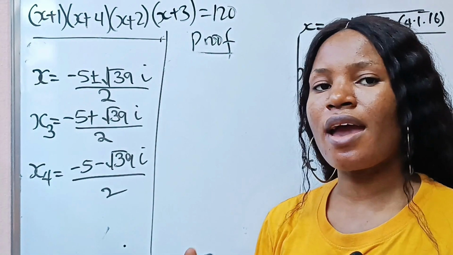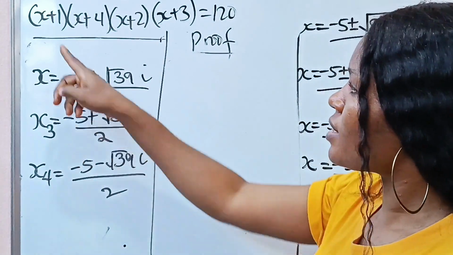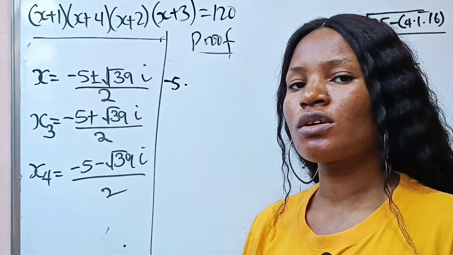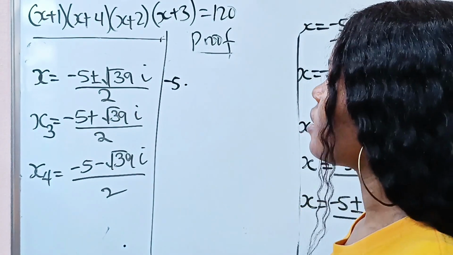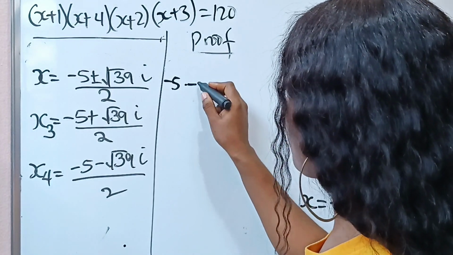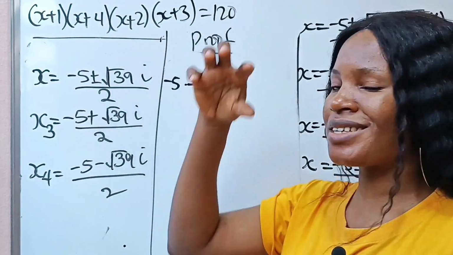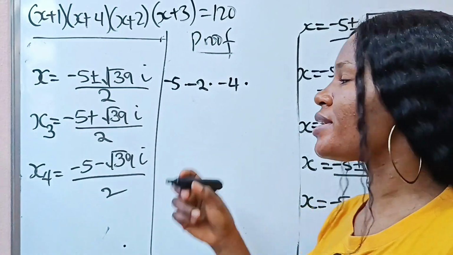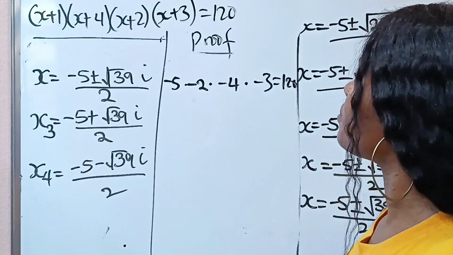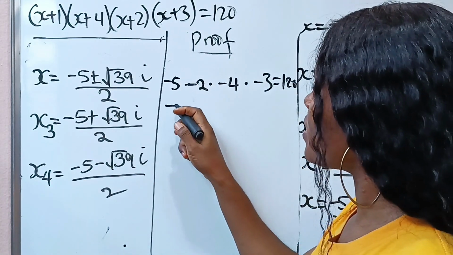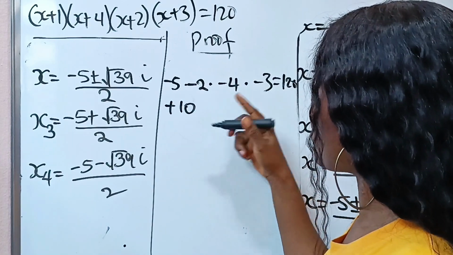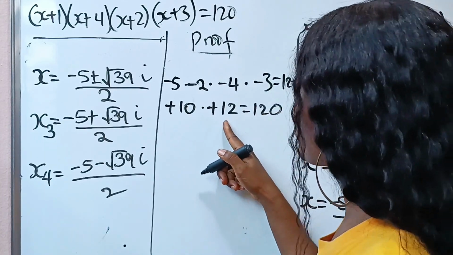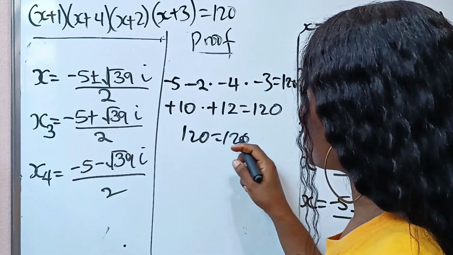Now the second value says that our x is minus 6. So let's go ahead and do that. Minus 6 plus 1 is minus 5, multiplied by minus 6 plus 4 is minus 2, right? Multiplied by minus 6 plus 2 is minus 4, and minus 6 plus 3 is minus 3, is equal to 120. So we have minus 5 times minus 2 is plus 10, and minus 4 times minus 3 is plus 12. Plus 10 multiplied by plus 12 is 120, and 120 is equal to 120.